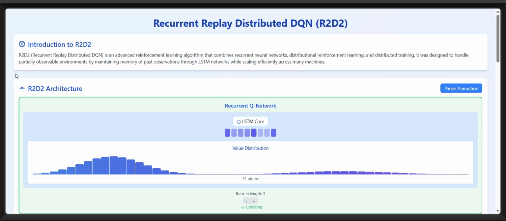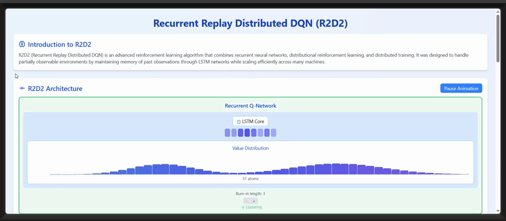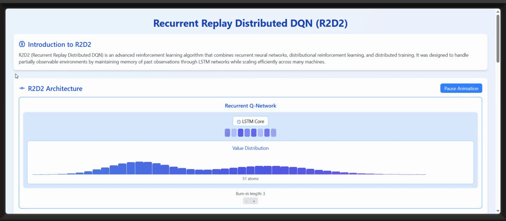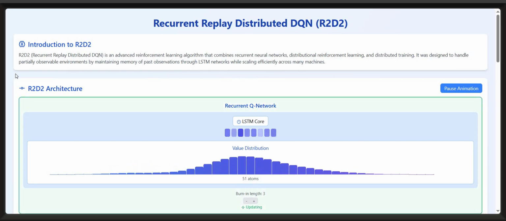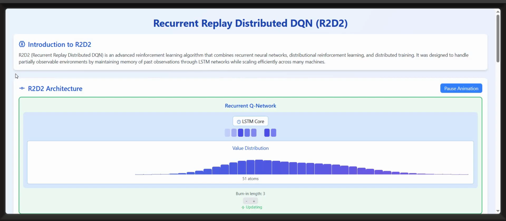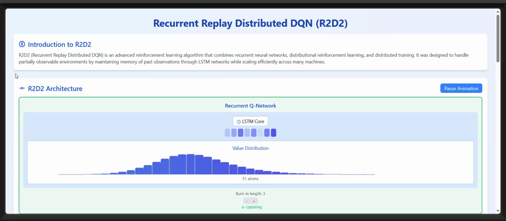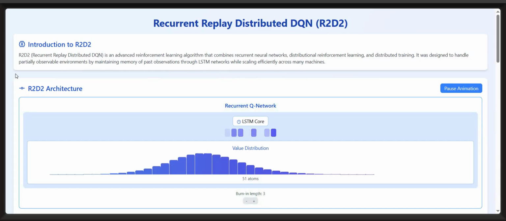R2D2 is a reinforcement learning algorithm. It is designed to deal with environments where you don't always see the full state, meaning it works well when the agent has partial observations. To handle that, it uses a recurrent neural network, specifically LSTM, which helps keep a memory of past observations. That way it can make better decisions even when the current state doesn't tell the full story. And this kind of setup is not just running on one machine, it is made to scale across multiple systems. So what you see here is a combination of recurrence, distributional learning, and a distributed training setup.